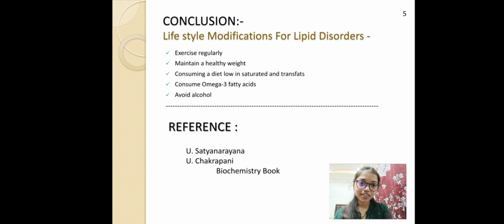We can prevent or reduce the risk of those disorders by following some lifestyle modifications like regular exercise, maintaining a healthy weight, consuming a diet low in saturated and trans fats, consuming omega-3 fatty acids and avoiding alcohol. So by following these measures, we can reduce the risk of those disorders.